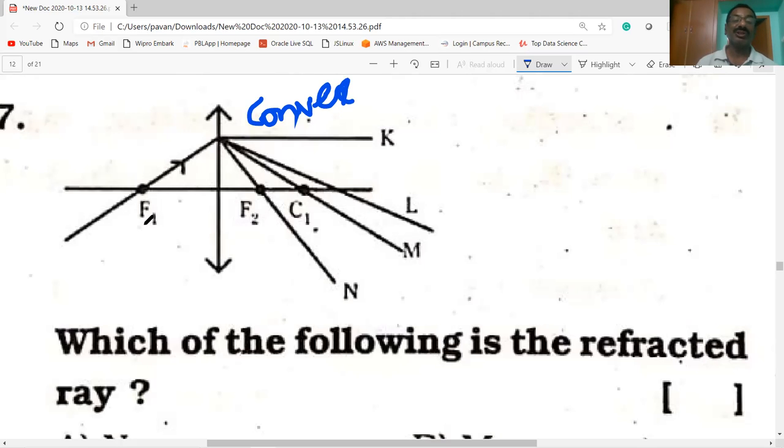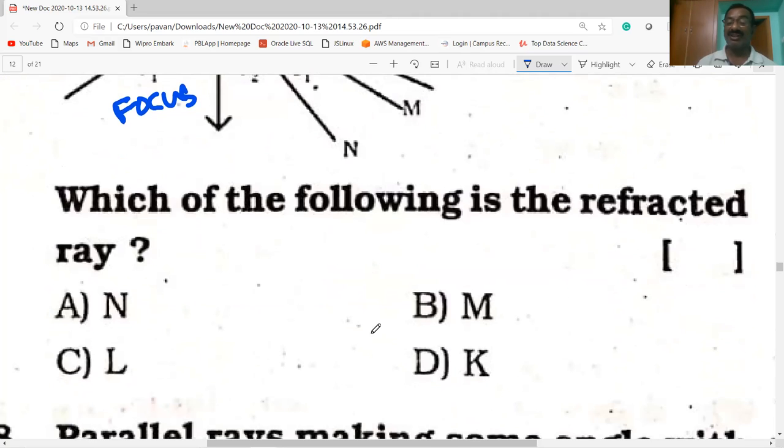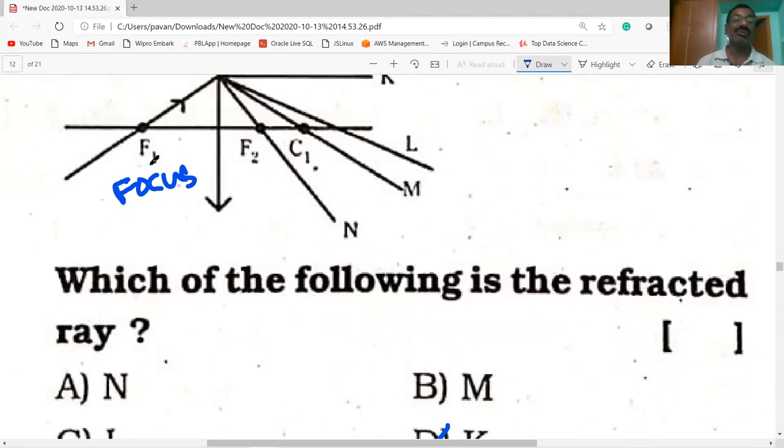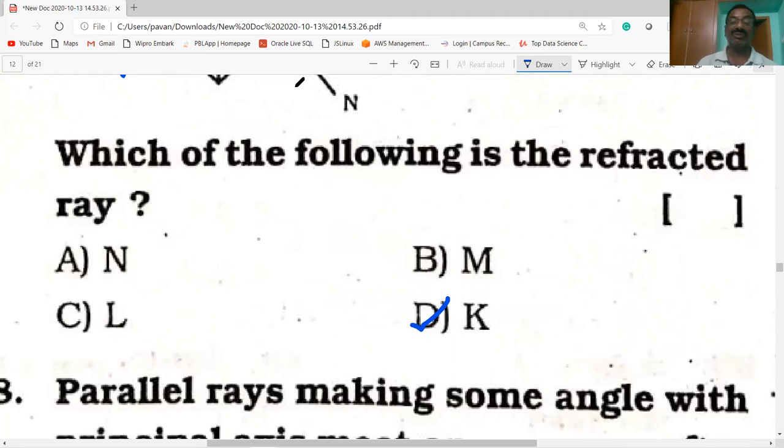Here the light ray passes through the focus. Any ray passing through the focus, after refraction, what happens? Tell me. It passes parallel to the principal axis. Here, which is parallel to the principal axis? K is parallel to the principal axis. So which of the following is the refracted ray? K is the refracted ray because the light ray is passing through the focus. After refraction, it passes parallel to the principal axis. So K is the refracted ray.